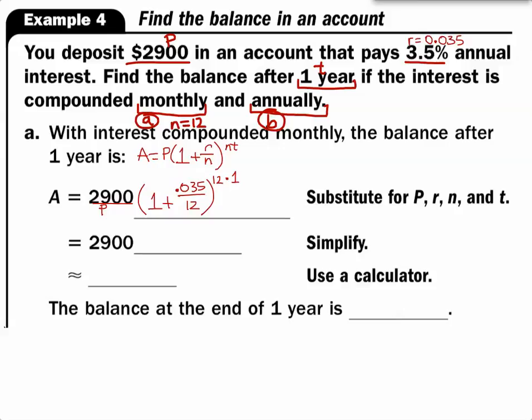I want to encourage you all to be careful, and in the exponent, I suggest putting it in parentheses also, because of the way you all tend to use your calculators. Putting that in parentheses will help you get the right number out of your calculator. So we're talking about 2,900, and if you combine the stuff in the parentheses, it's 1.0029-ish to the 12th, and that's what you get by doing 12 times 1.